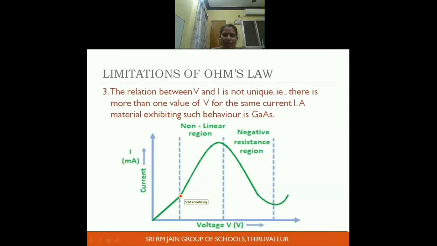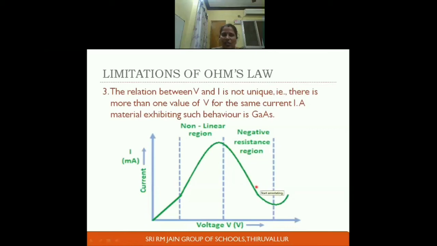V and I are not proportional. Look at this part of the graph. Up to this, V and I are proportional. But from this point up to this point, it is a non-linear region. It is not a straight line graph. And again, what is happening here? We are increasing the voltage, but the current is decreasing.